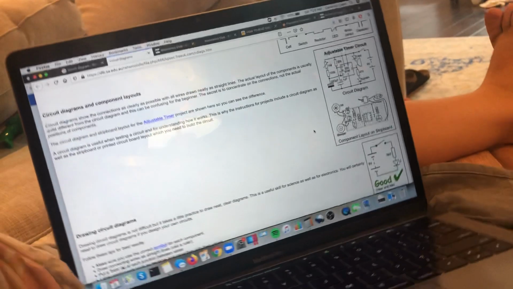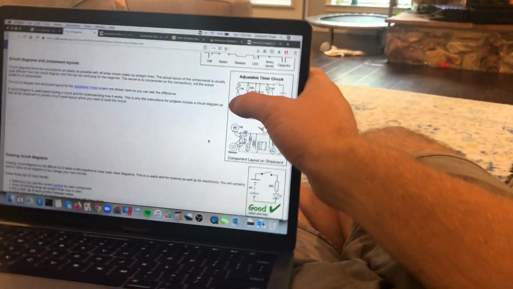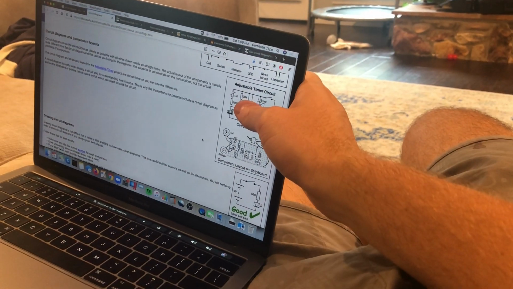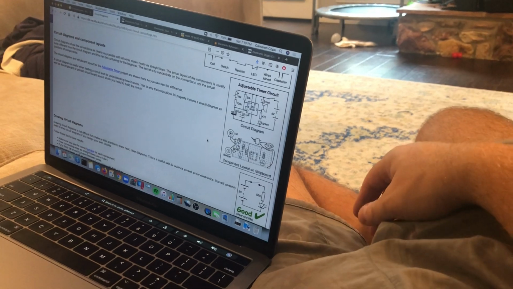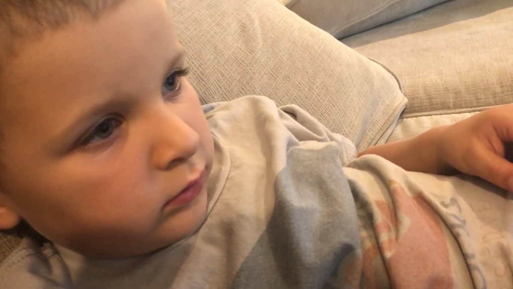Well, the only reason we couldn't build that specific one with ours is because we don't have those exact components, like a resistor that's 33,000. You see what I mean? We'd have to get specific components for that circuit, because the ones we have are a very limited selection.